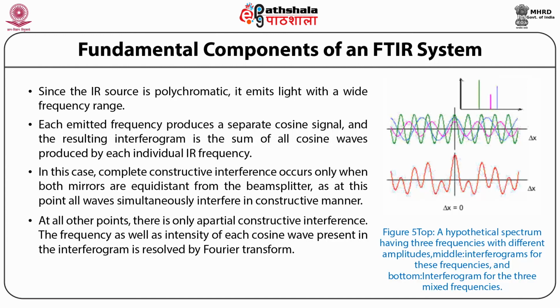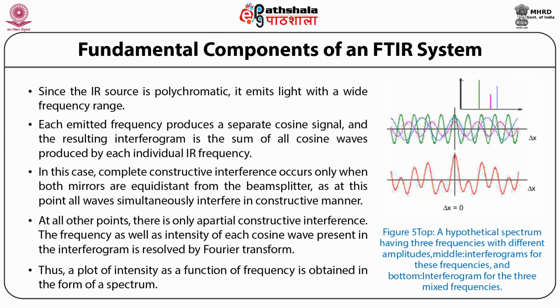The frequency as well as intensity of each cosine wave present in the interferogram is resolved by Fourier transform. Thus, a plot of intensity as a function of frequency is obtained in the form of a spectrum. Figure 5 shows a hypothetical spectrum having three frequencies with different amplitudes. The middle figure shows the interferograms for these frequencies, and the bottom portion shows the interferogram for the three mixed frequencies.